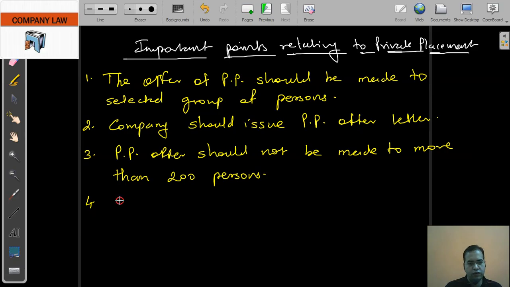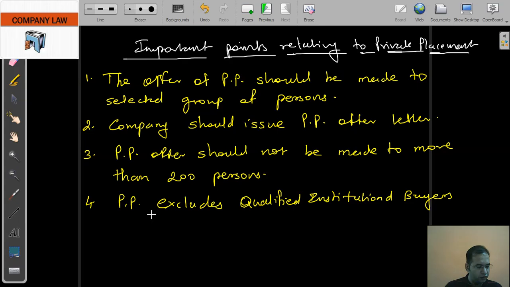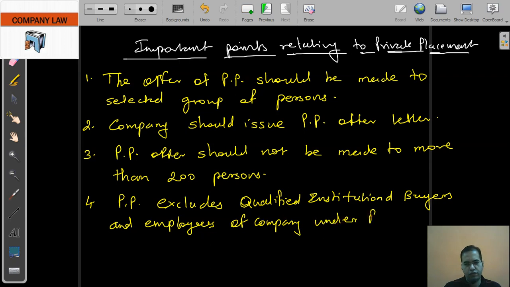Private placement excludes qualified institutional buyers and employees of the company under ESOP. We'll talk about this under ESOP.